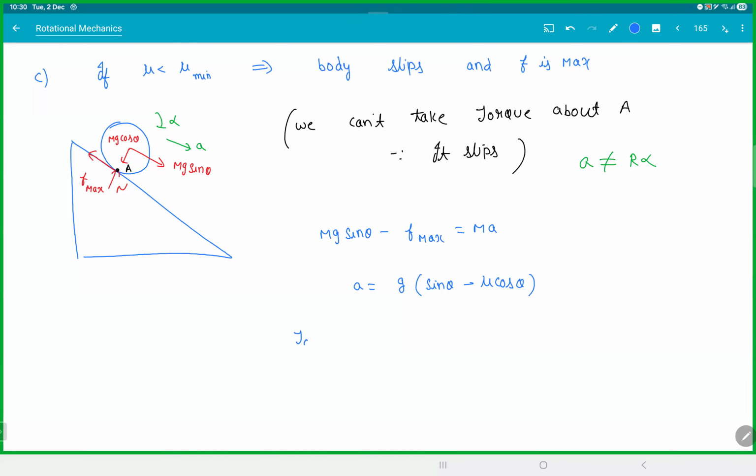And what about torque? You can take torque about the center of mass. That always works. The only force giving torque is F max into R. Now this will be I center of mass alpha. So mu mg cos theta into R is equal to, for a solid cylinder, mR square by 2 alpha. Alpha will be 2 mu g cos theta by R. Check.